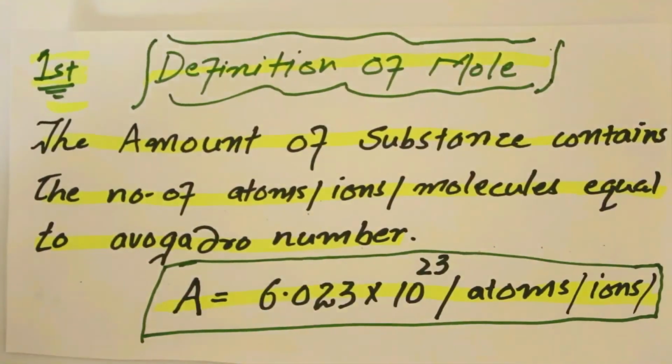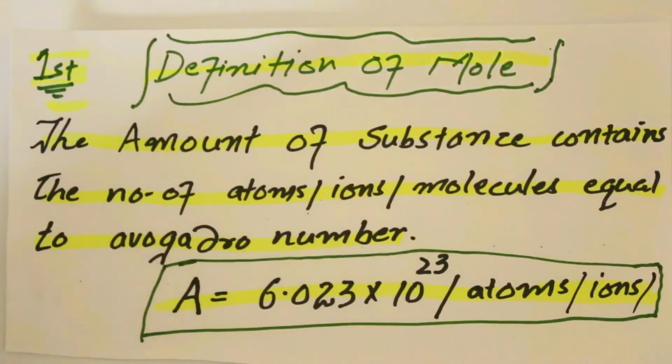Now after discussing all these things, we can define the term mole in two different ways. The first way you can define the term mole is the amount of substance which contains 6.023 multiplied by 10 raised to the power 23 atoms, ions or molecules, and this number is called the Avogadro number, which is equal to 6.023 multiplied by 10 raised to the power 23.